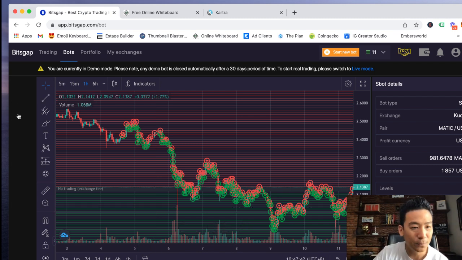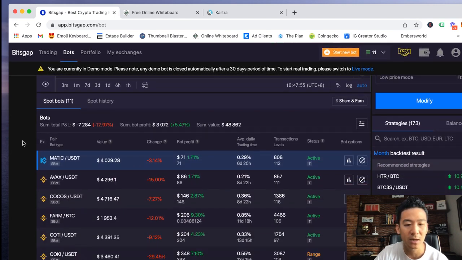Okay, so I'm in demo mode right now, and this is a cool thing about Bitsgap. You can either trade in real time or using play money, which is called demo mode, so that you can do a little bit of testing. And I'll show you my real accounts in a second here, but I just want to show you in demo mode how this kind of works, right?